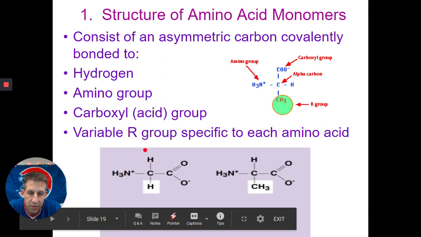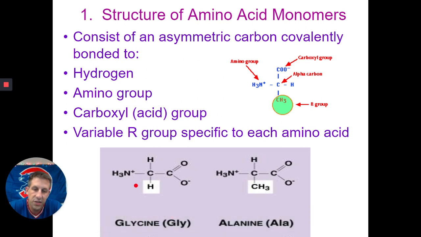Okay? Now, the variable R group is important, so I want to spend a little bit of time talking about the variable R groups. The variable R groups impart properties to the amino acid as a whole. Okay? So if we're thinking about the properties of organic molecules, the R group is responsible for giving a specific amino acid a specific set of superpowers. Okay?